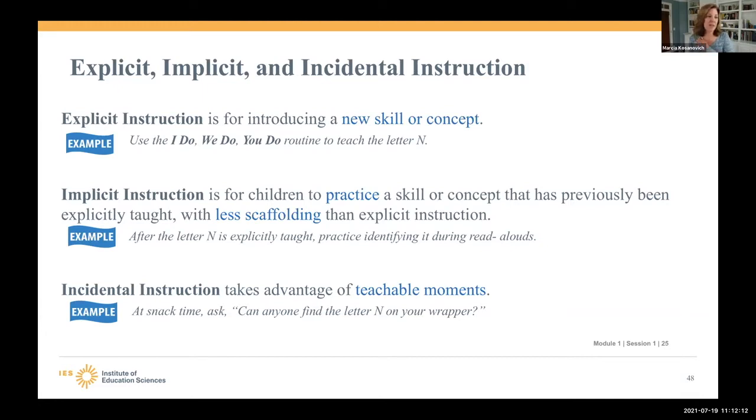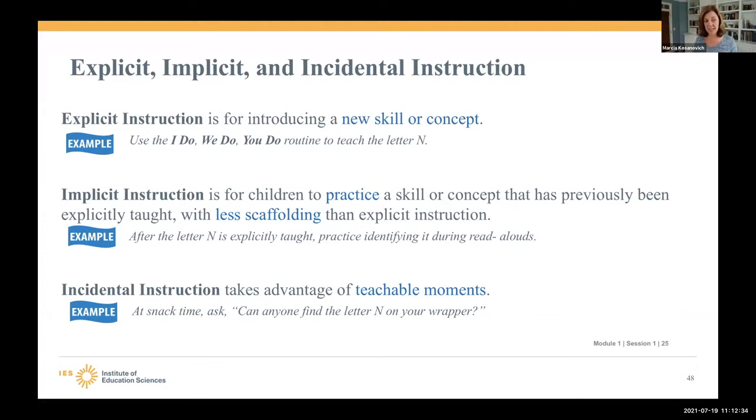So for example, here's an example for if you're teaching the letter N. For explicit instruction, you would show the letter N. This is the letter N. It says N. Nest begins with N. Nest. Let's share other words that begin with N. And you would have the students practice saying the letter N, saying the sound, thinking of words that begin with N. So that's the explicit instruction.